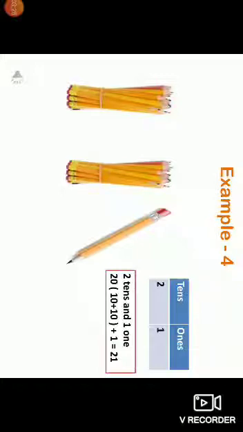Now 2 tens. What is 2 tens? Means 2 times tens. So 10 plus 10 is 20 plus 1 1. So it's 20 plus 1. 20 plus 1 makes 21. And this is how you can get your answer.